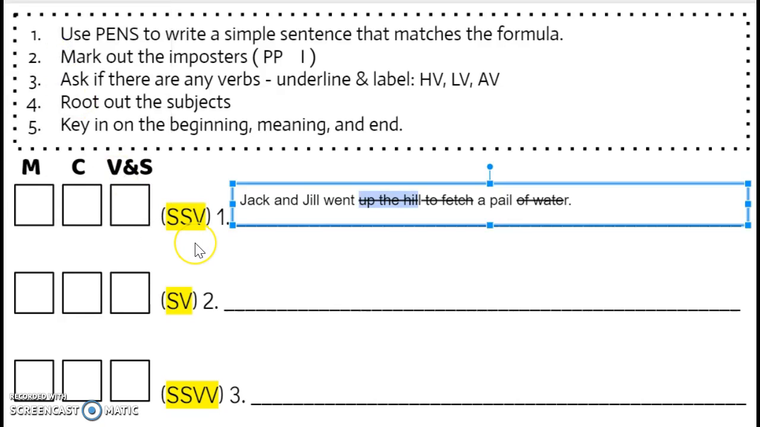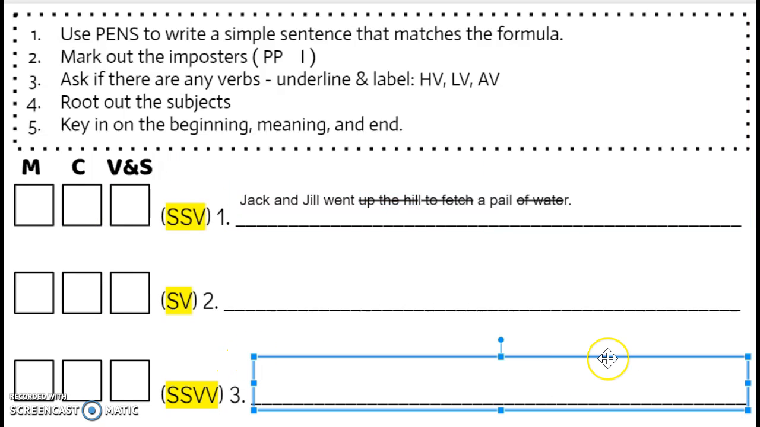Now I want to go back and find my subject. And I should have two subjects if I follow the formula, and I do. They are Jack and Jill. So we're going to label them both with an S. What did they do? They went. That's my action verb. And then we're going to do one more example together, and then you're going to be on your own.